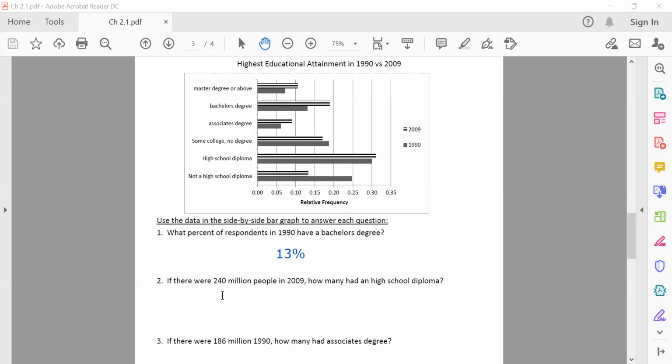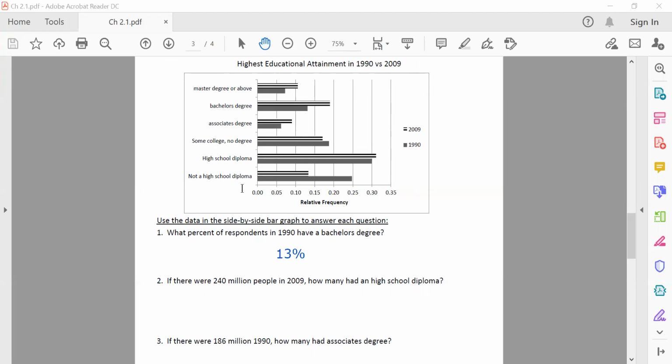If there were 240 million people in 2009, how many had a high school diploma? Let's assume that this is a good snapshot of the US population. That we got a sample. We asked 1,000 people what their highest level of educational attainment was in 1990, and then in 2009. We got a sample, and we're going to assume that this information holds for the general, say, US population. So, if there were 240 million people in 2009, how many had a high school diploma?